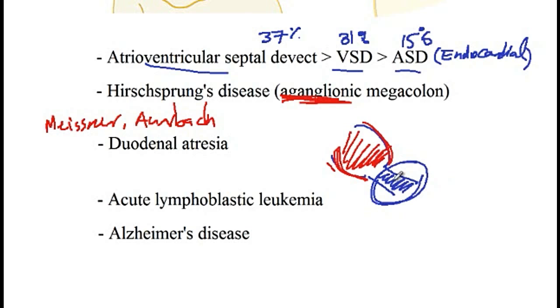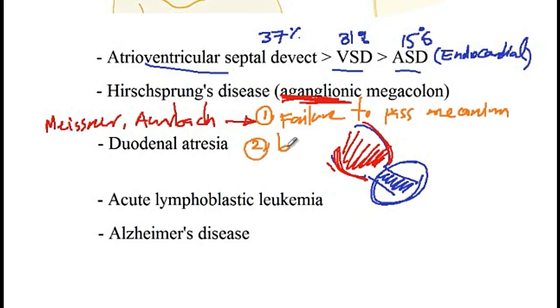So therefore, these patients present with failure to pass meconium, bilious vomiting, as well as abdominal distension.